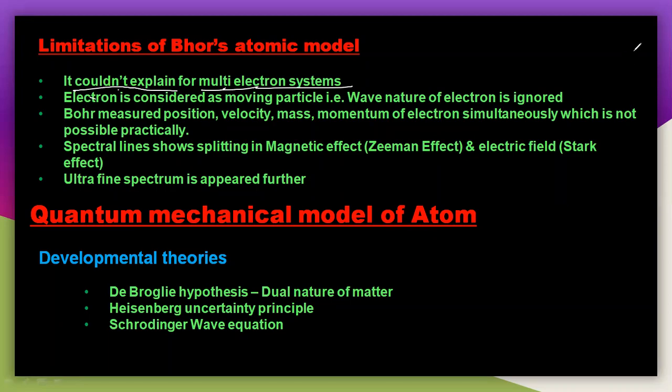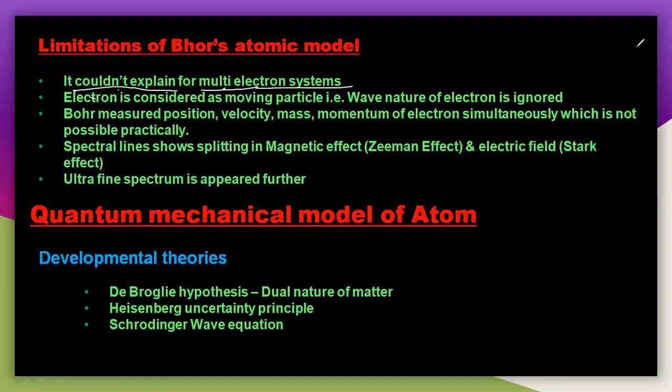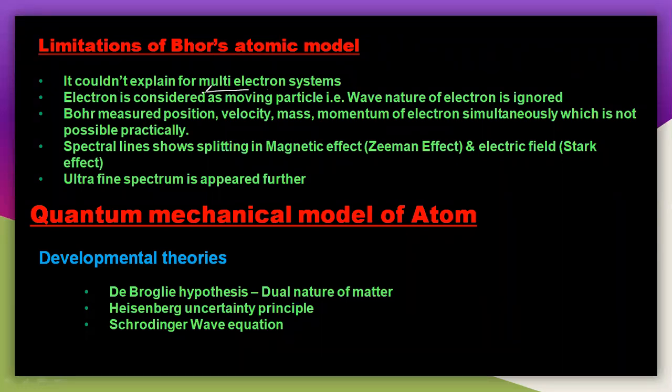So see here, let us understand one thing here. So it is not applicable for the multi-electron system. It is only applicable for the single electron system. And here the wave nature of electron is completely ignored. So he simply explained with the particle nature of the electron here. So this is the major limitation of the Bohr atomic model. So we don't have all these things.